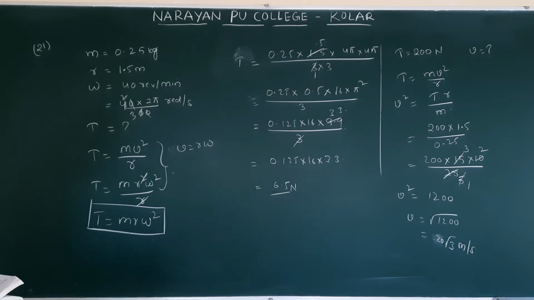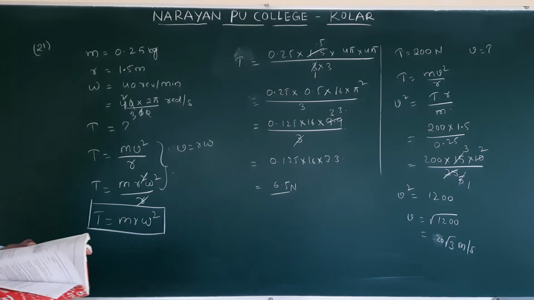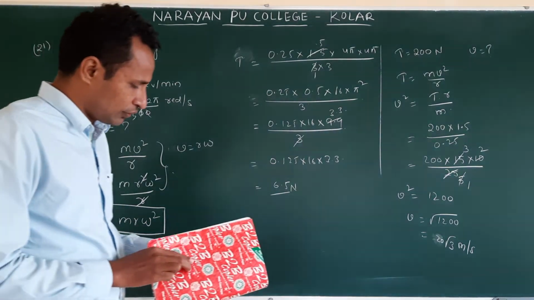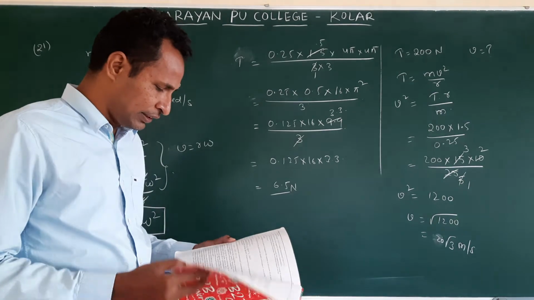Then if the stone moves with a speed of 20 root 3, then the tension will be 200. Tension will become 200 in the string.